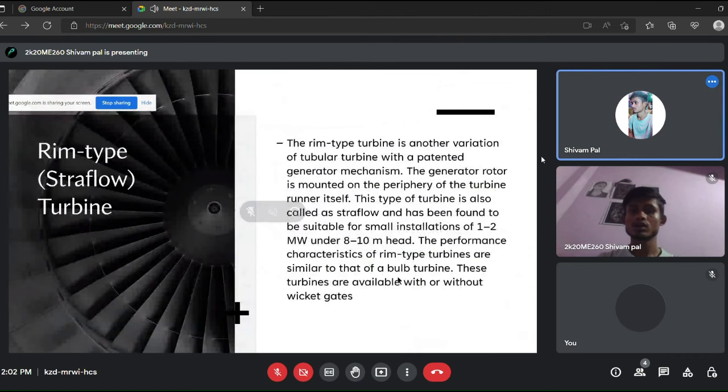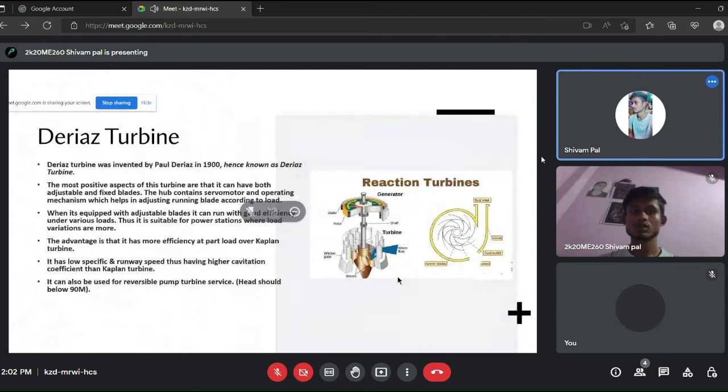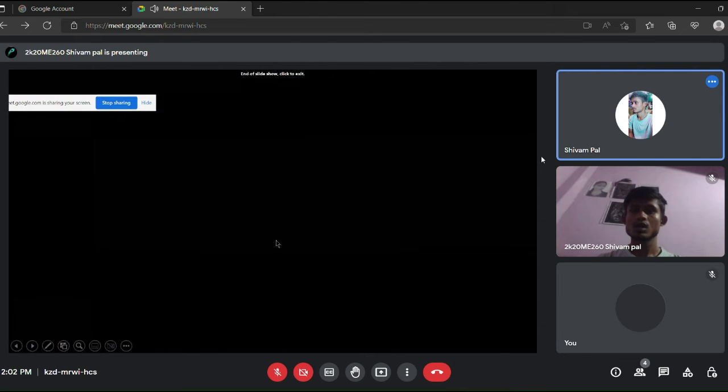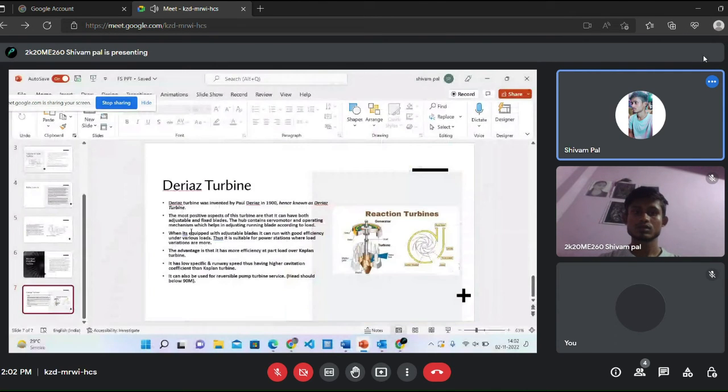Now the Darius turbine. This was invented by Darius in the 90s. The most positive aspect of this turbine is that it can have both adjustable and fixed blades. The hub contains a servomotor and operating mechanism, which helps in adjusting the running blade according to load. It is suitable for power stations where load variation is more.